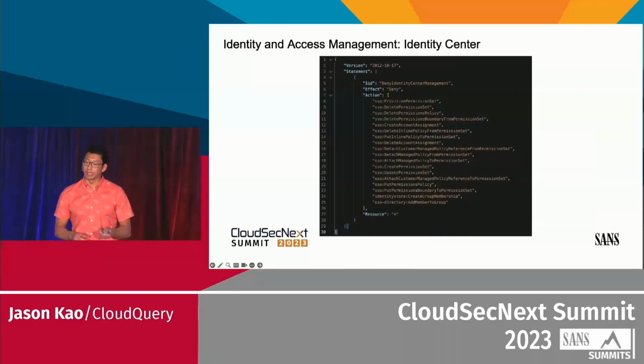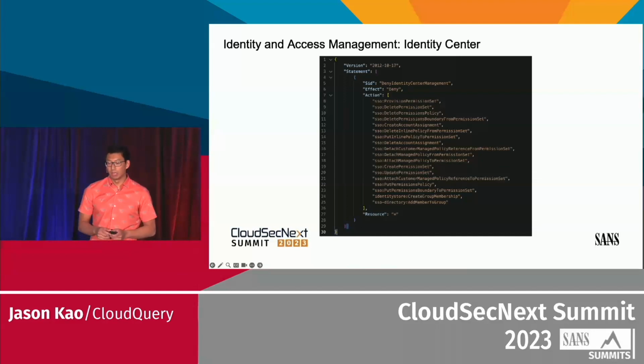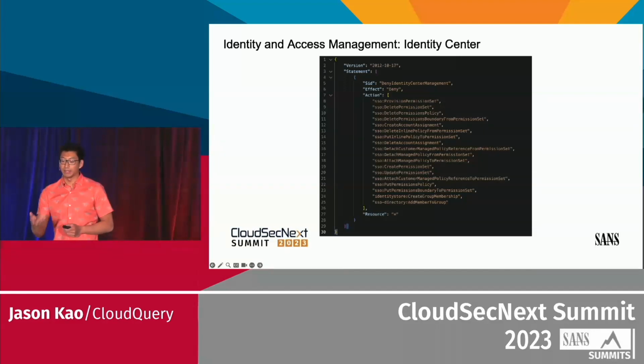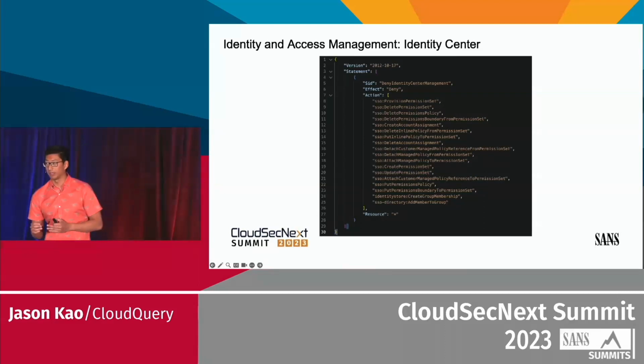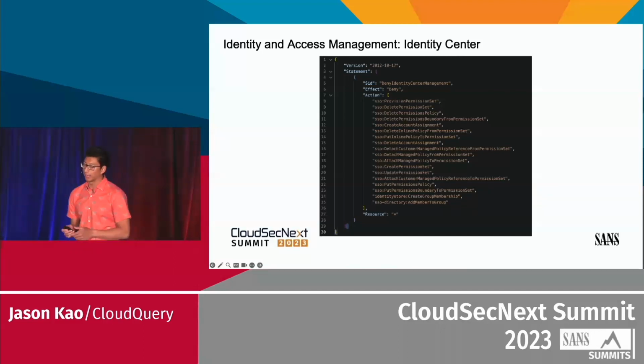Additionally, we talked about Identity Center, and these are all the actions that are used to manage Identity Center itself. Something we could do here is deny Identity Center management, deny that on, let's say, an SCP, or deny that on a permission boundary, to make sure that only the right administrators or security team can manage Identity Center itself.